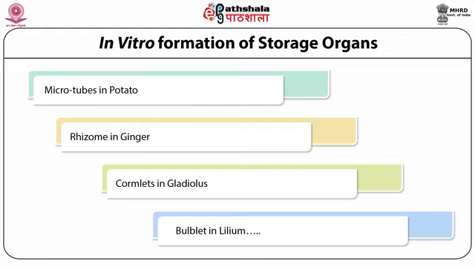What you'll notice over here is that in all these cases, your storage organs are underground. And any storage organ which is underground will attract a lot of microbes while it is being propagated. So over here, everything is done under aseptic conditions. So supply of disease-free planting material, which is the major objective of micropropagation, is achieved.